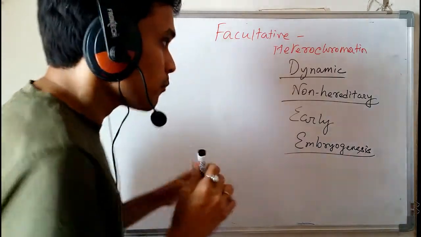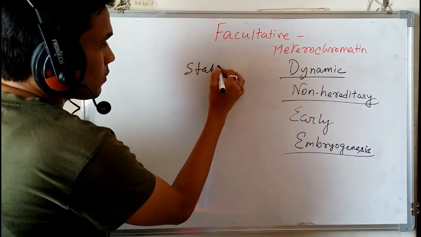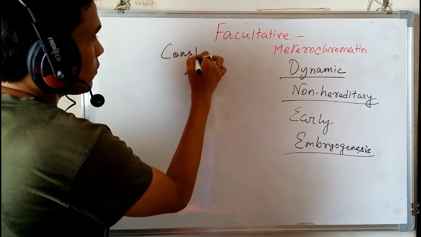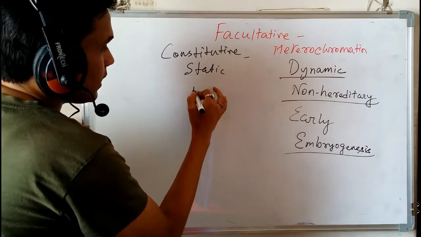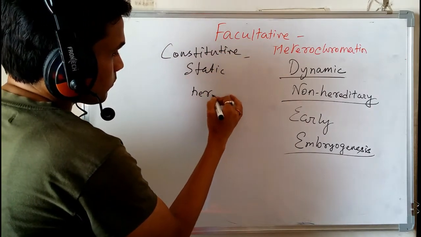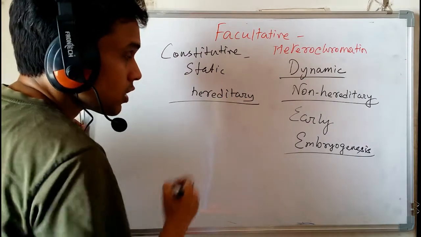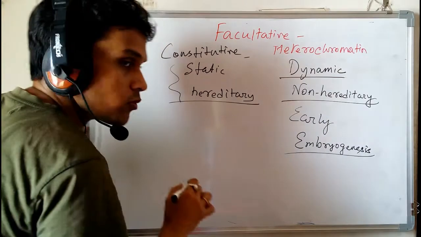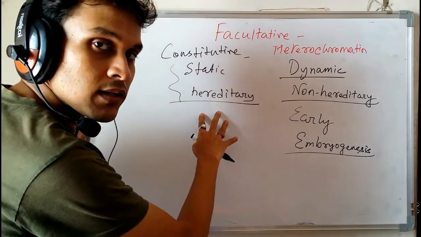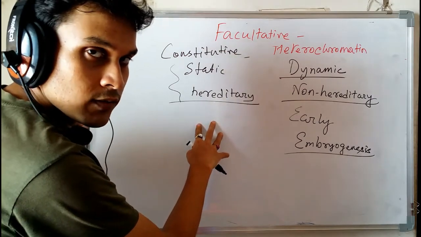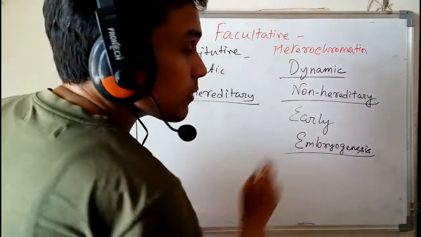But if I consider constitutive, they are static and hereditary. Why are they hereditary? Because this is the static part of the chromosome. So it will pass from your father and mother to your body. It cannot be changed. Okay. But it can be changed during early embryogenesis.